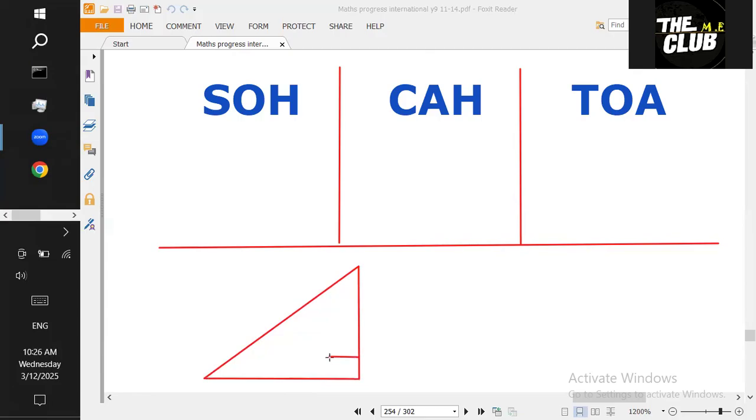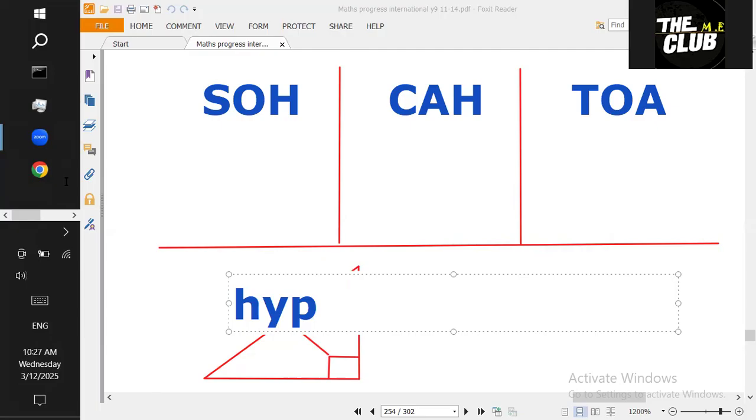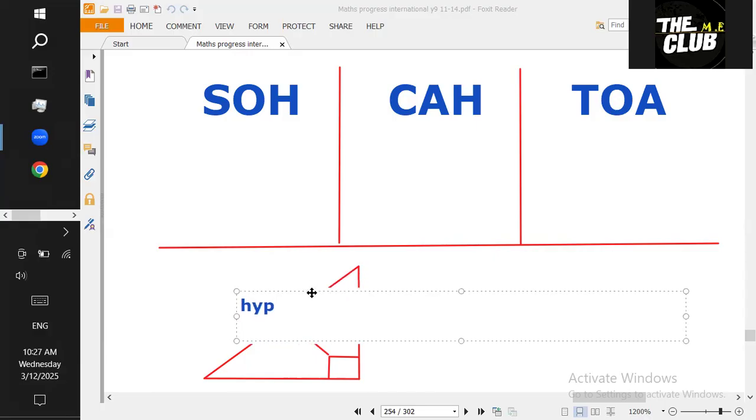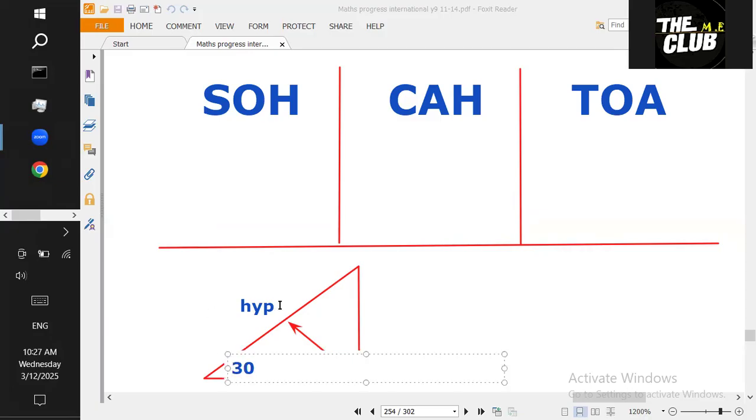is the right angle. The line opposite to the right angle is called, very good, the hypotenuse. Let's make it smaller. So the line opposite to the right angle is called the hypotenuse. And let's say we are working on this angle. Let's say this is 30, for example, just using it to explain the idea. So let's say this angle is 30.